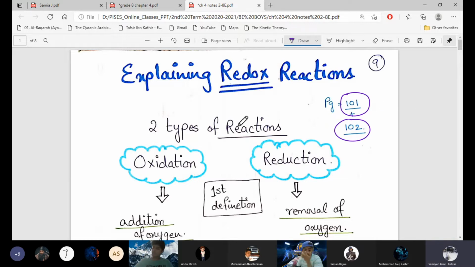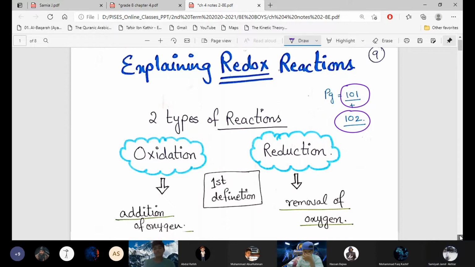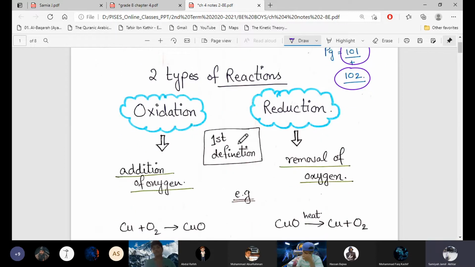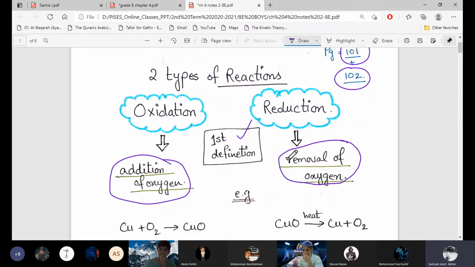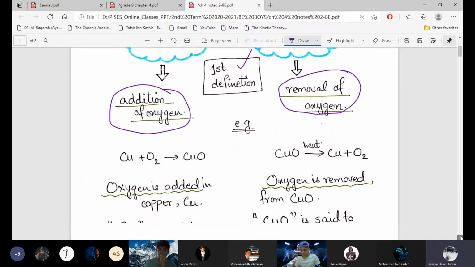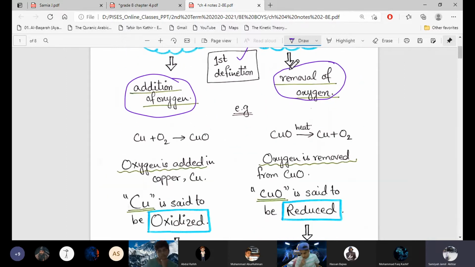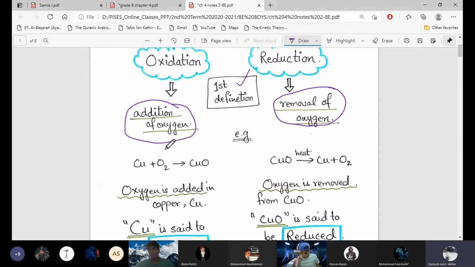First of all, the types of reactions: oxidation and reduction. The first definition we studied is that oxidation is the addition of oxygen, and reduction is the removal of oxygen, which we studied last week. The example: copper plus oxygen gives copper oxide. Oxygen is added to copper, so copper itself is oxidized. This equation is oxidation.